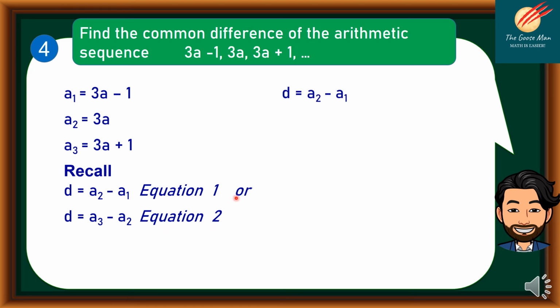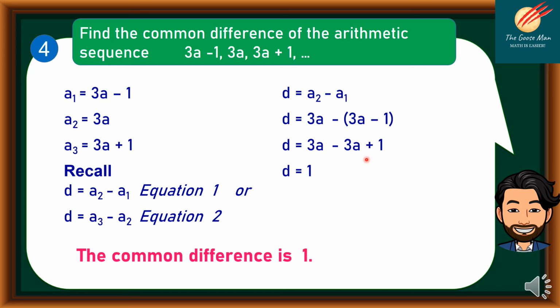Now, I can say that d, or the common difference, is equal to the second term minus the first term. So therefore, since my second term is 3a and my first term is 3a minus 1, I have here d is equal to 3a minus (3a minus 1). Then, since I distribute the negative, the negative 1 will become positive 1. So d is equal to 1. So therefore, I can say that the common difference d is equal to 1.